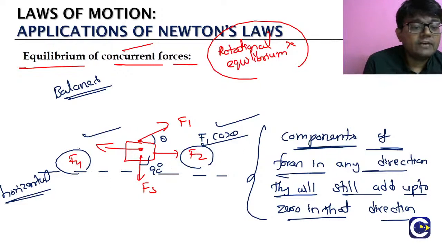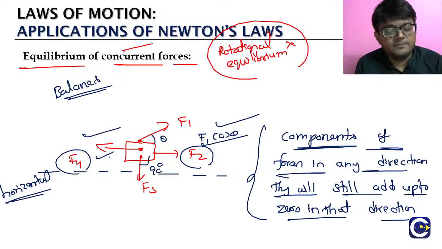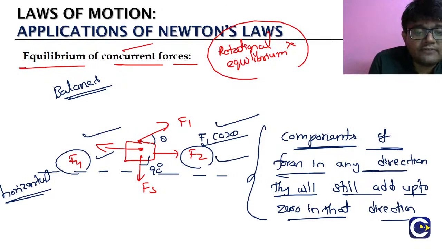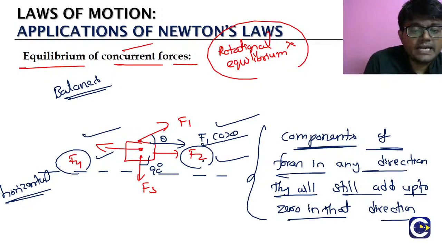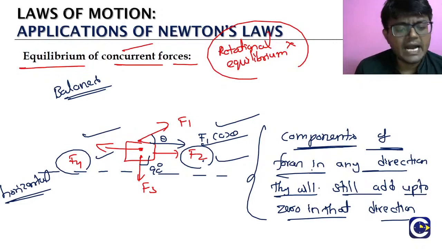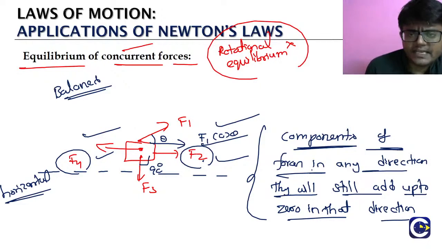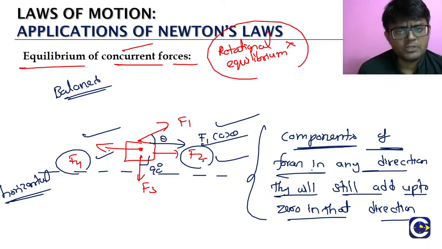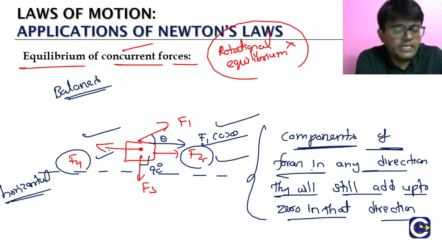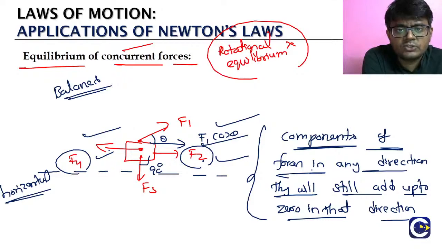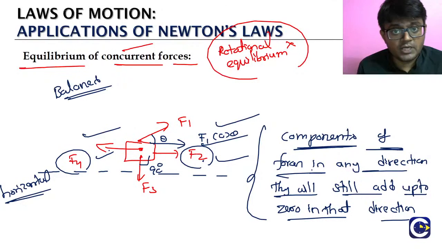Here, F4 is to the left side, and F2 and F1 cos theta are on the right side. If we are saying the components of forces in any direction add up to zero, then the value on the left side should be equal to the total value on the right side. Only then will they add up to zero, because these are vectors. If the left side total force is 10 newtons, the right side total force should also be 10 newtons. Only then will they add up to zero.